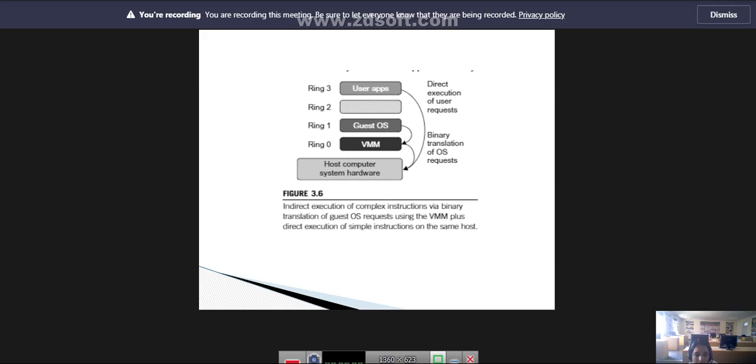Okay, so this will solve the request and the result will be passed to the virtual machine monitor, and after that to the guest operating system. For the user application, it will be directly moved to the user application. So this is the indirect execution of the complex instructions via binary translation of the guest operating system request using the VMM, plus direct execution of simple instructions on the same host. So this is the working of this diagram.